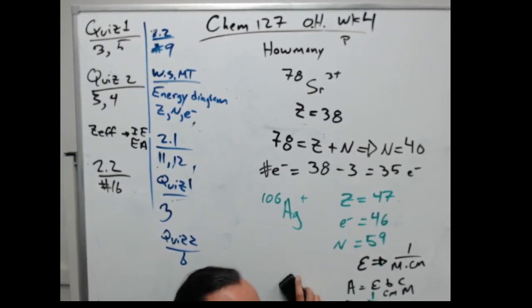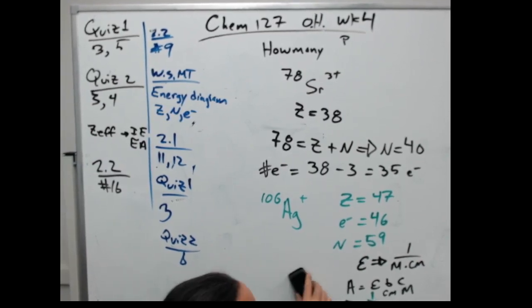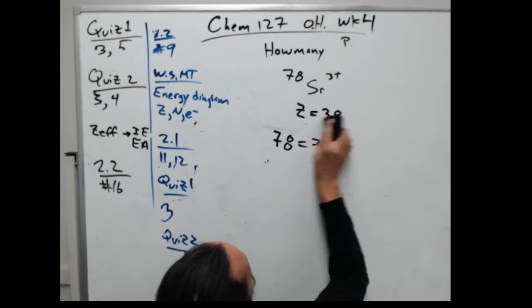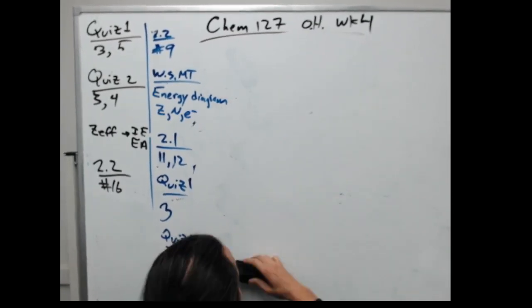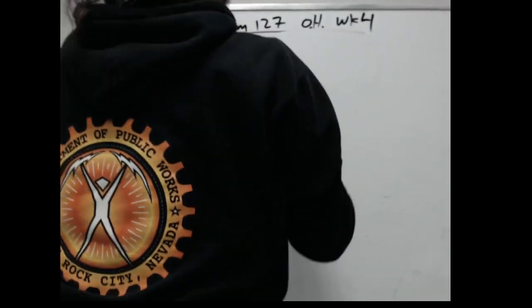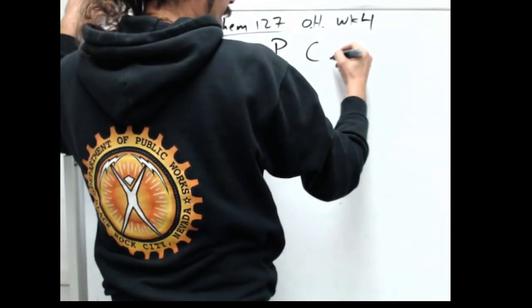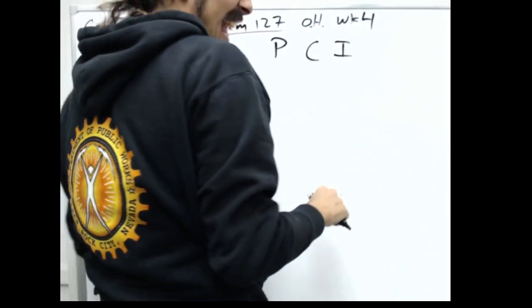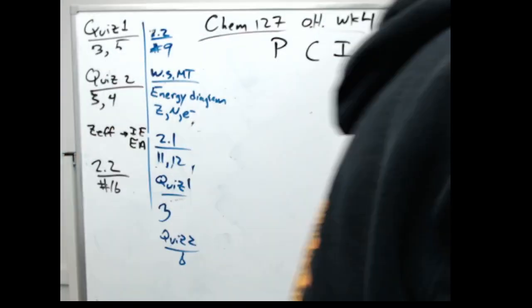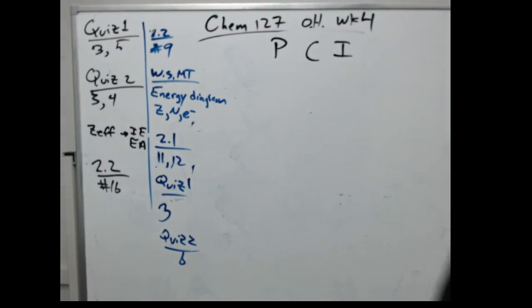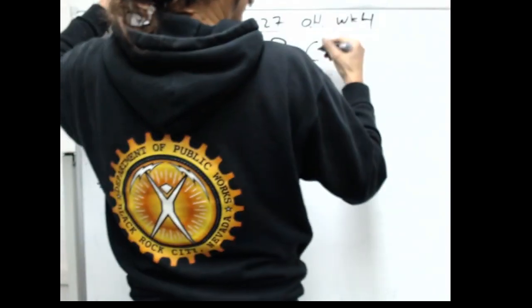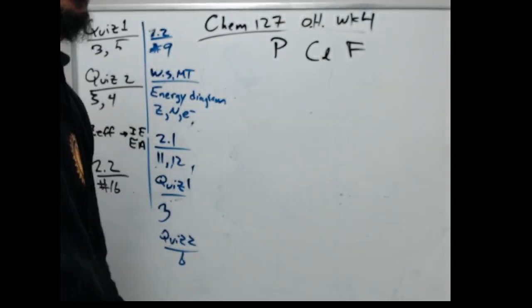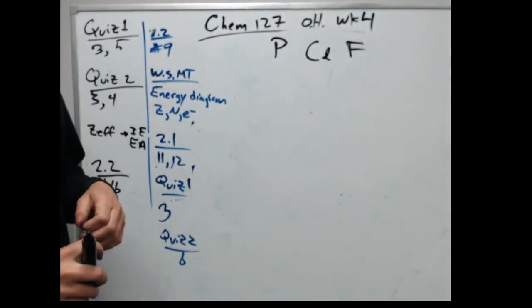I have one more. The question is, rank the following elements from least to most electronegative and explain your reasoning. The elements are P, Cl, and F. Phosphorus, chlorine, fluorine. We're going to look at the periodic table.